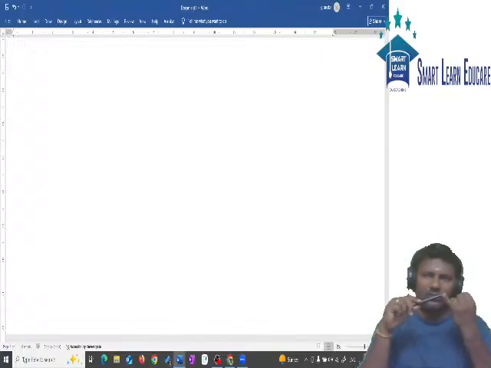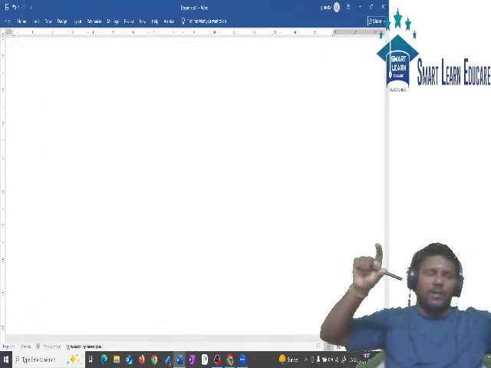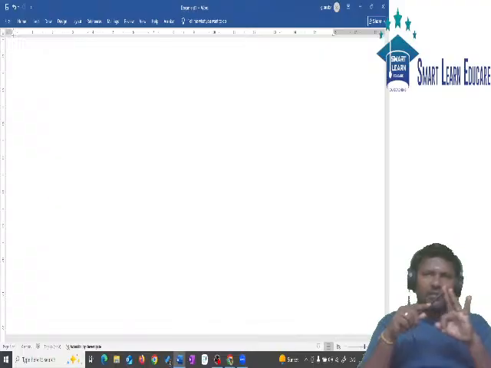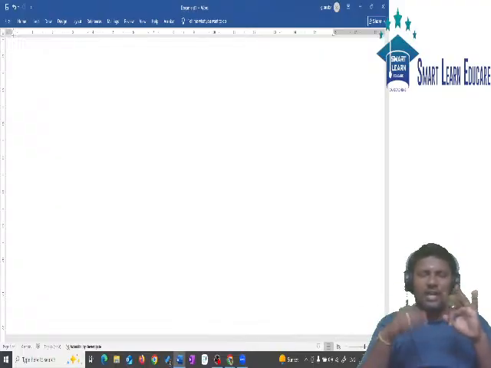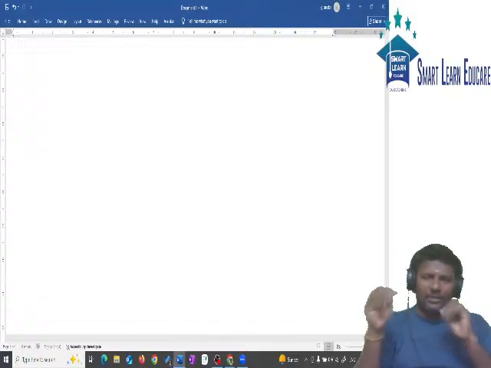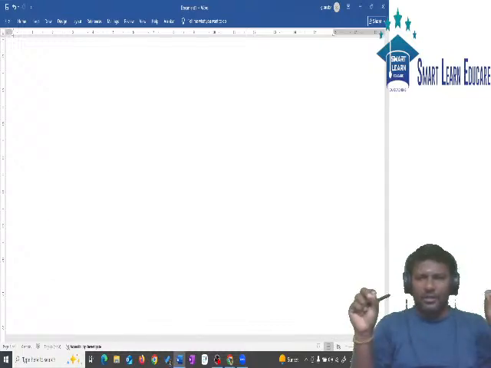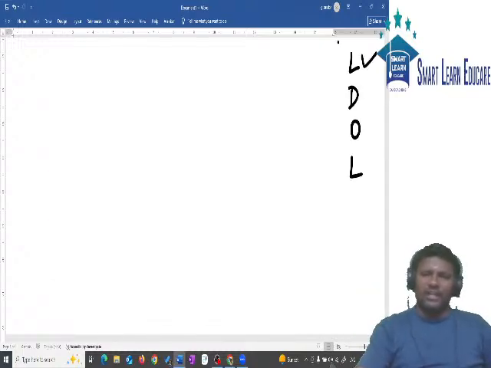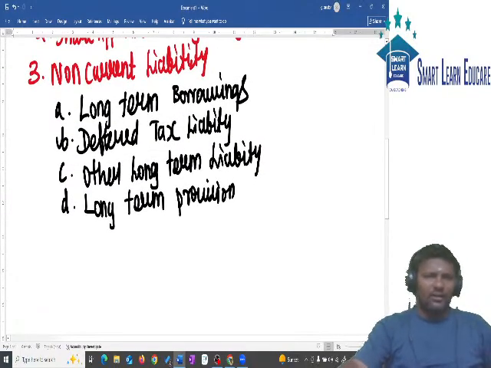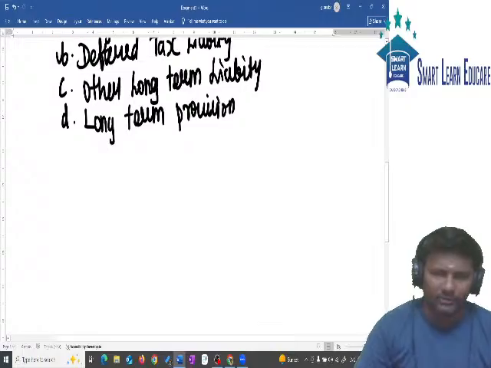What are the three things? First, on the liability side we have three things: share capital, reserves and surplus, money received against share warrant. Second major thing is share application money pending allotment. Third is non-current liability. First one L, second one L. First one long-term borrowings, last one long-term provision. D, deferred tax liability. O, other long-term liability. That's all. Okay. Next, can I proceed to the next one?